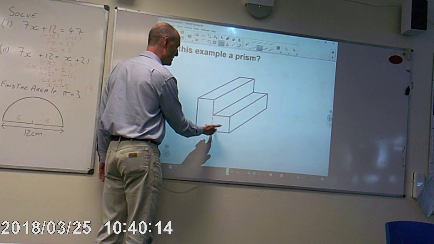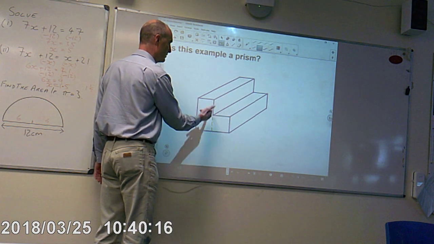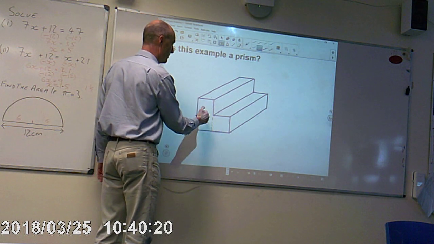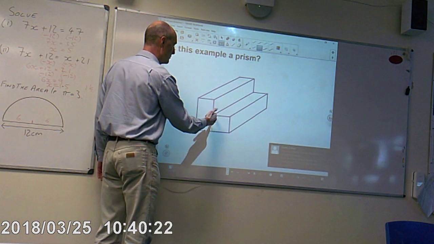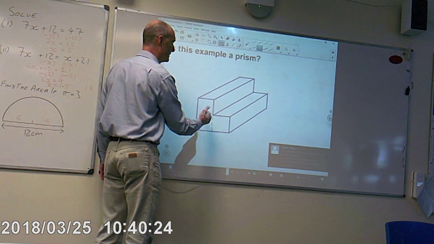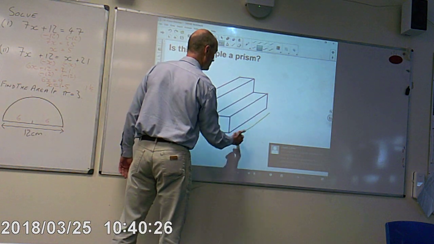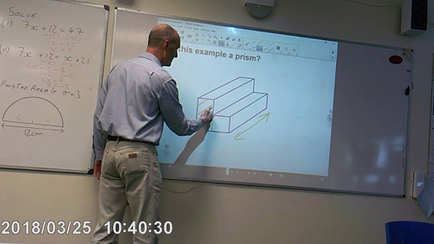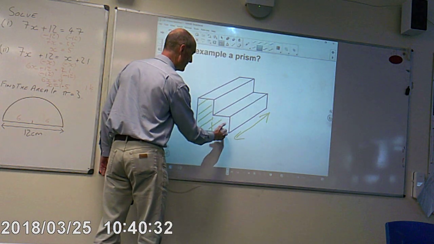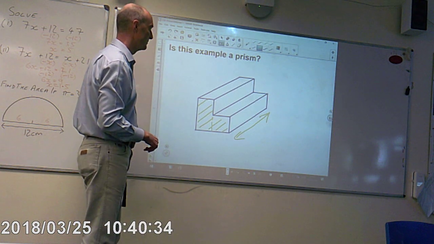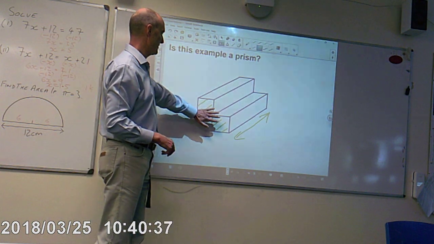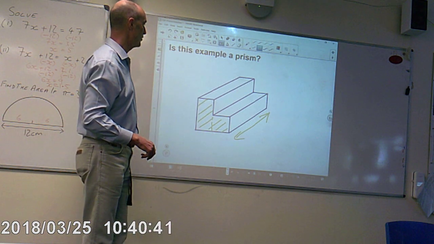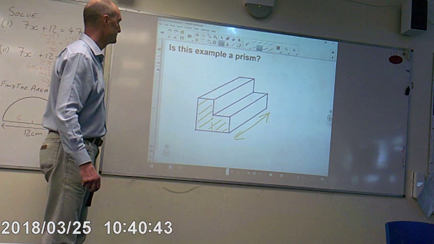We could cut it into rectangles, work out the area of the rectangles at the end, find the area of this whole L shape at the end, multiply it by the length. We just need to find this area, and that is something that we should be able to do. Once we've found that area, multiply it by the length, and that will give us the volume of that shape.